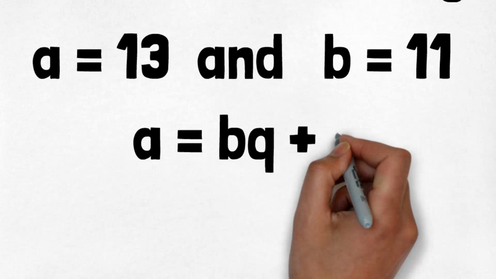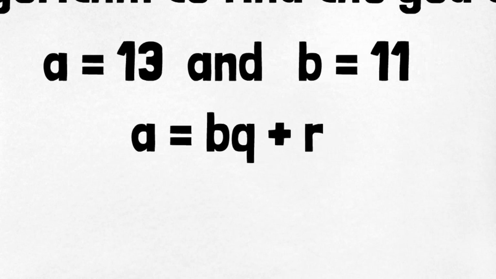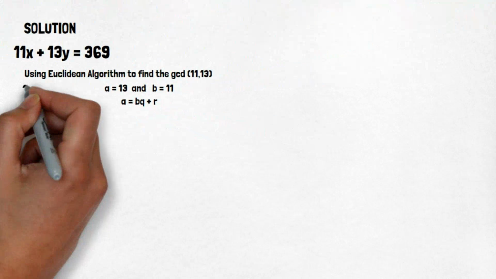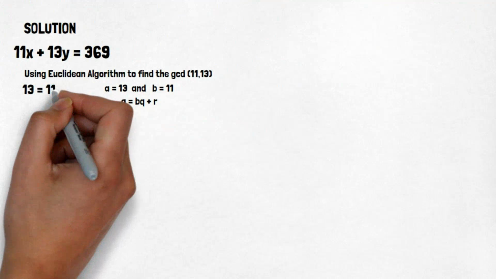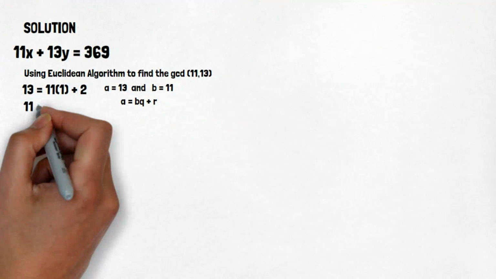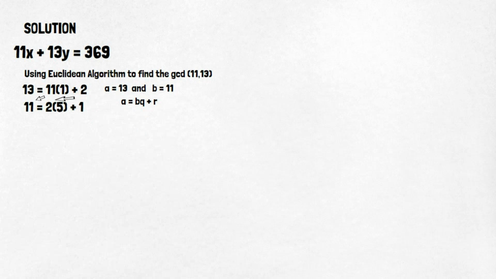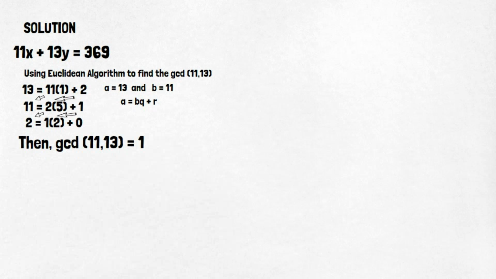We need to use this formula: A equal BQ plus R. Q is the greatest multiple below the value of A. Meanwhile, R is the remainder from A subtract BQ. We substitute A and B into the formula. 13 equal to 11, the greatest multiple is 1 plus remainder 2. 11 equal to 2, greatest multiple is 5 plus remainder 1. We do this until we get 0 remainder. Then GCD of 11 and 13 is 1.